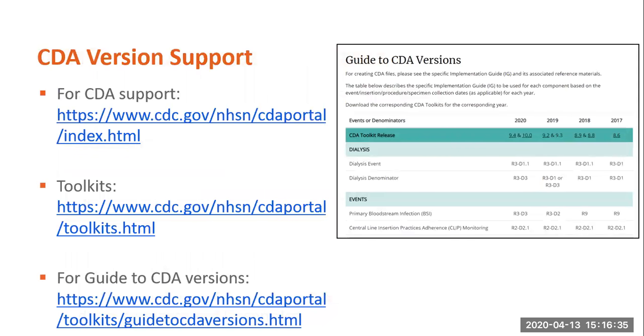CDA support is available on the NHSN website. The first link is to the main CDA submission support portal. Other important links provided on this slide are to the CDA toolkits and guide to CDA versions. And just as a reminder, NHSN supports CDA versions that are valid for the past 2 years.